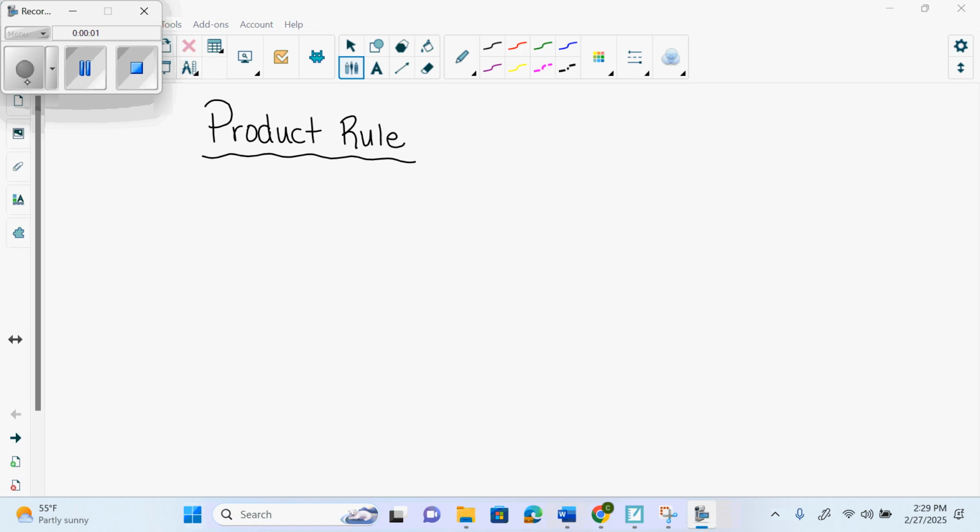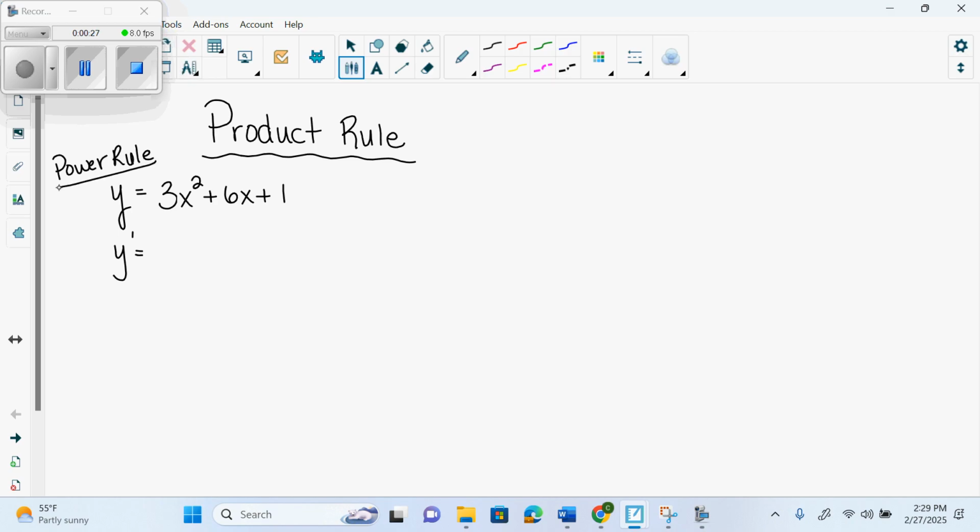to this point with product or with power rule is I gave you, let's say y equals 3x squared plus 6x plus 1. Y prime, what we do for power rule, this is product rule, but we're going to go over power rule first. I'll write that here. Is we take our exponent and we drop it in front.